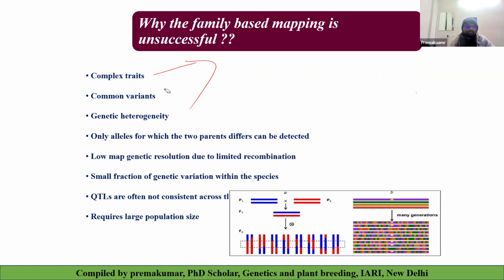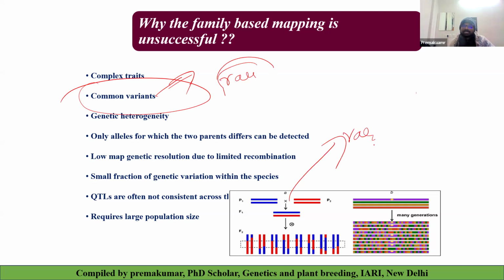Then common variants. Sorry, in family-based mapping you can map rare alleles and common alleles also, but in association mapping we can't map rare alleles, which I will discuss. Sorry, I included points here.